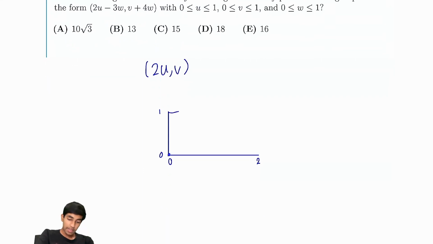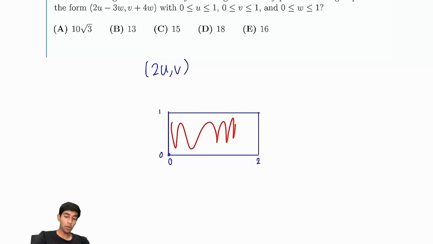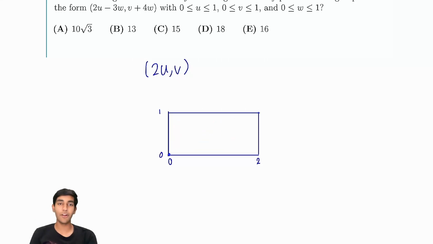So therefore, this rectangle represents a region where just 2u comma v. Anything in here is achievable when w is 0. But clearly w is not always going to be 0. So what happens when w is 1, let's say? Or in general, what happens when w is not 0? How does our shape change?